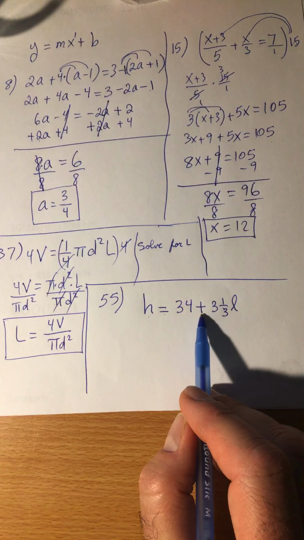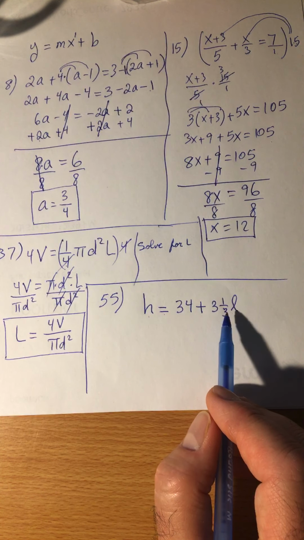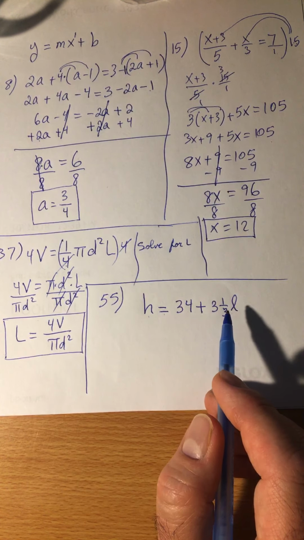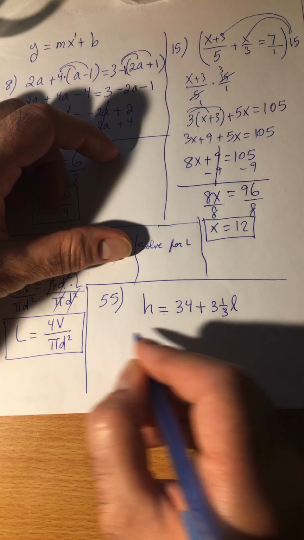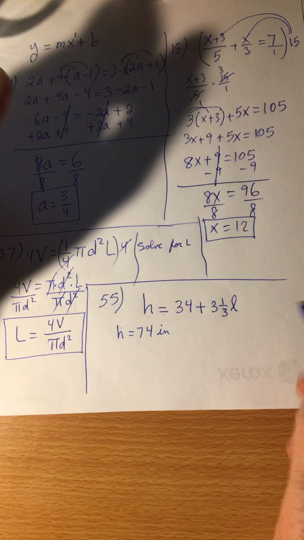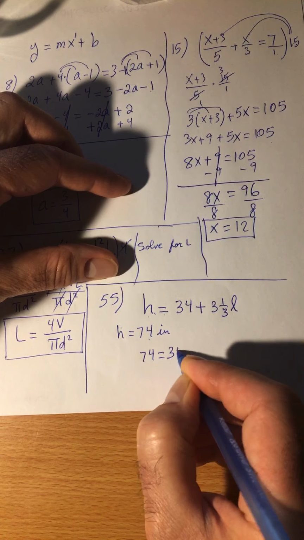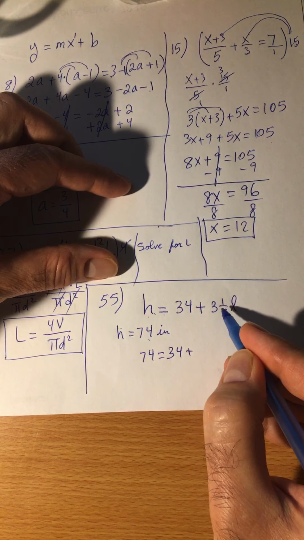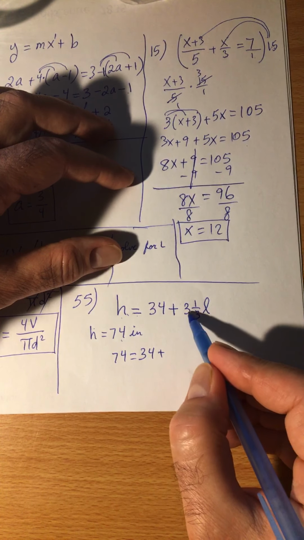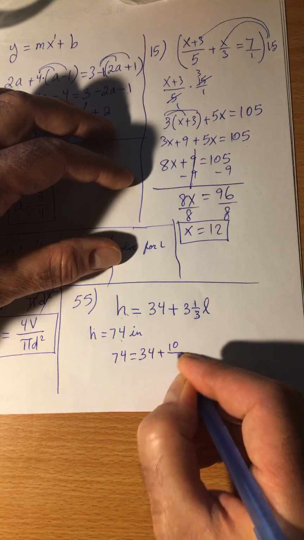34 inches more than 3 1/3 times the length of the radial bone. If a male individual is 74 inches tall, how long is the radial bone? So if you have a male individual who's 74 inches in height, what's the measure of the radial bone? So I just plug the 74 in place, and I'm going to rewrite the equation. Now this is a mixed number. I'm going to change it into an improper fraction. So 3 times 3 is 9 plus 1 is 10.